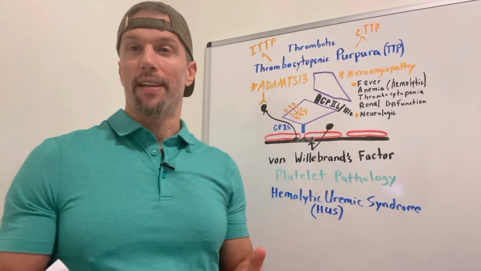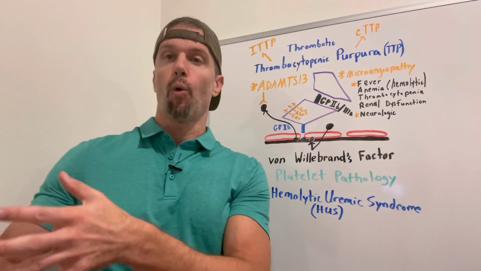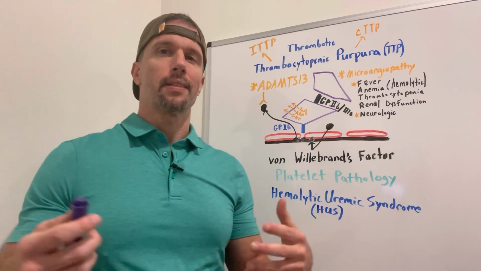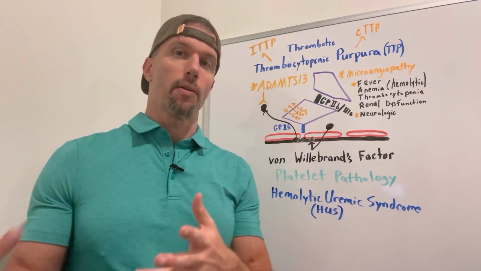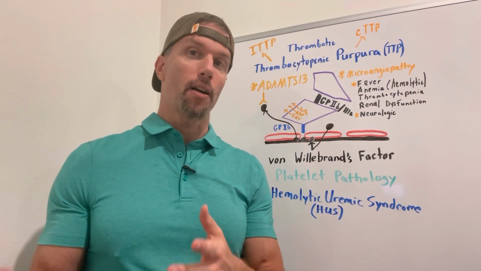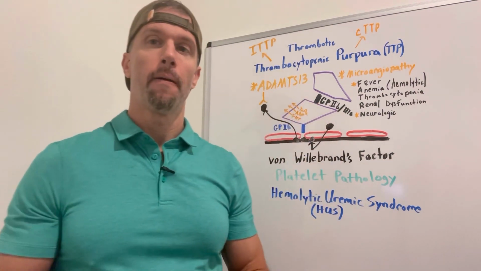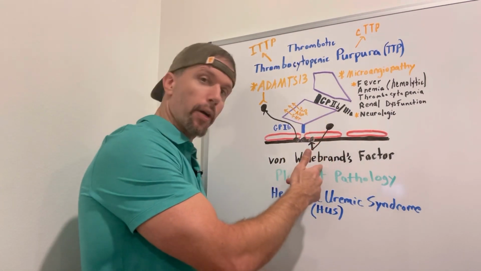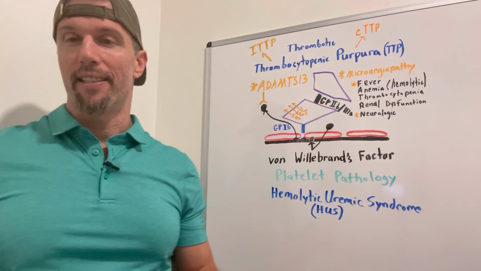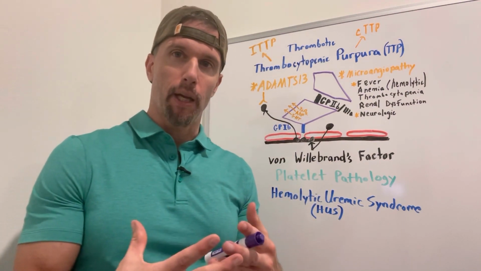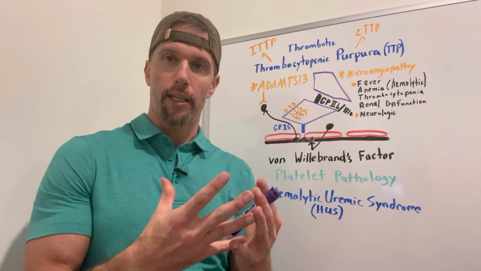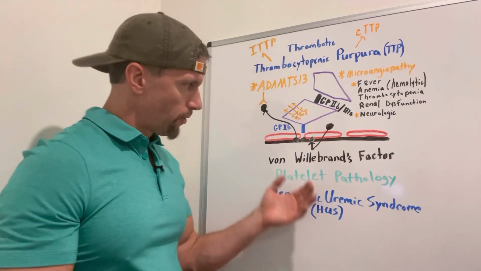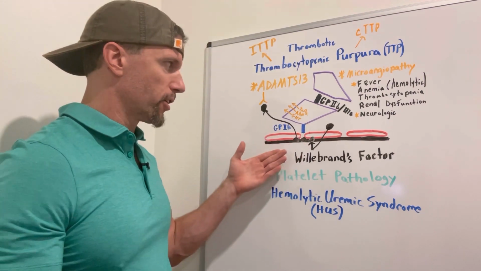I guess the demographics are kids and older women, or middle-aged to older women. And with this one, you get antibodies that are made towards a specific enzyme, and this enzyme is called ADAMTS13. And this is a metalloprotease that actually breaks down von Willebrand's factor, which is something that stimulates blood clotting and platelet aggregation.